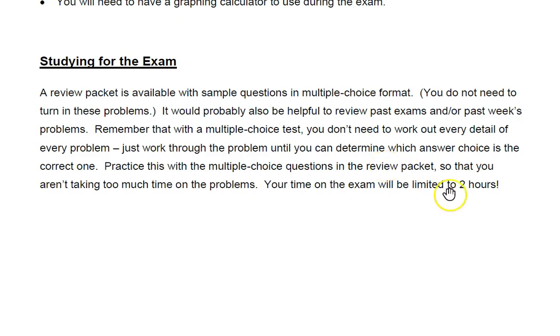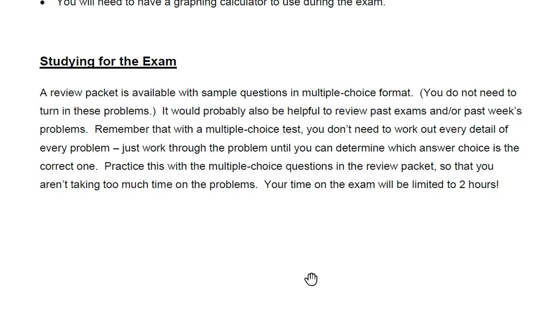Now, for studying for the exam, there is going to be a review packet available with sample questions, which are in a multiple choice format, so that you can get used to that format for the final. You won't need to turn in these problems. This is just for you to practice. If I were you, I would also review the unit exams from Units 1, 2, and 3, and the problems from all of the weeks of the course.